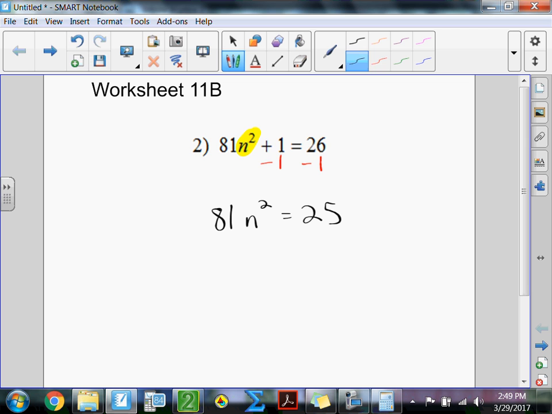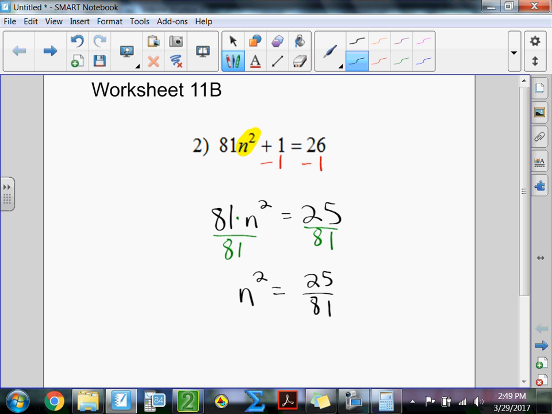I still need to get the n squared by itself. As a reminder, the 81 is being multiplied by the n squared. So I'm going to divide by 81, divide by 81. Then I'll get n squared equals 25 divided by 81.